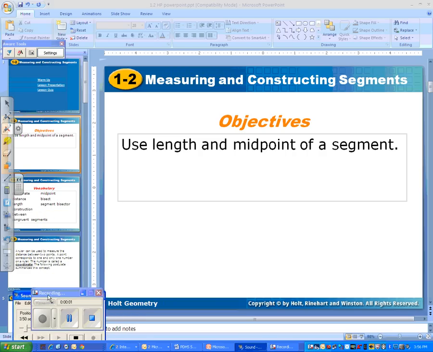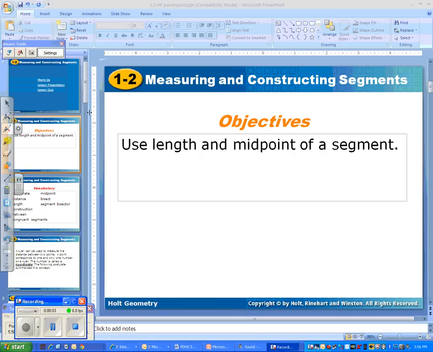Okay, here's an introduction to chapter 1, section 2, 1-2. We're talking specifically about segments today. Segments, again, are part of a line. So, for example, if I took a line that went on forever and ever and ever, and I chopped it off between 2 points, this is now called a line segment, part of a line.